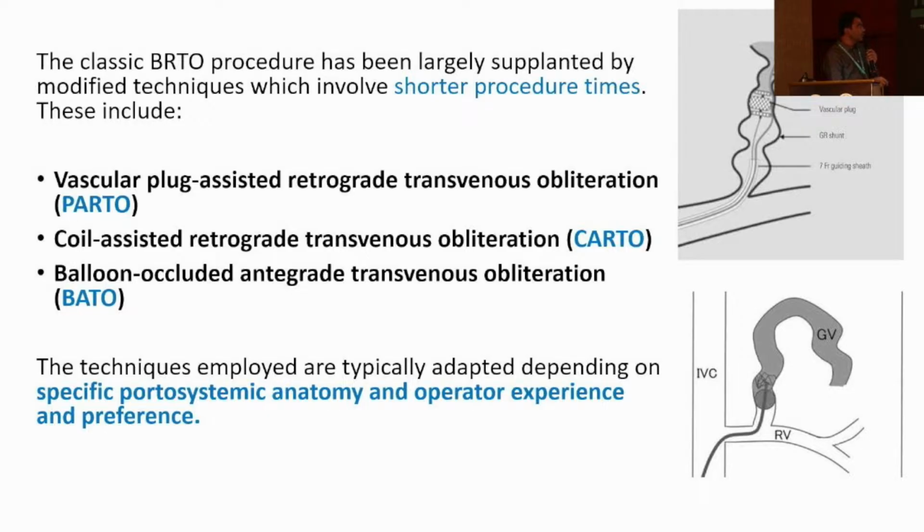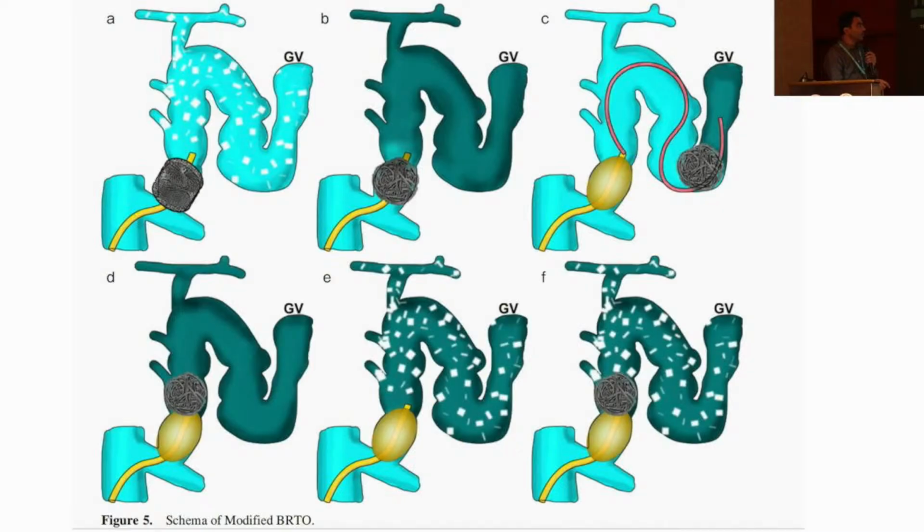And if both of these procedures are not possible, we can go with the balloon occluded antegrade transvenous obliteration. All this depends on the specific portosystemic anatomy and operator experience. These modified techniques have the advantage of shorter procedure time, because in conventional BRTO, we have to wait a minimum of 4 hours for the sclerosant to set in. Here we can just go up, deploy the plug or coil, embolize, and come out in a shorter duration. These are all the various modified techniques.